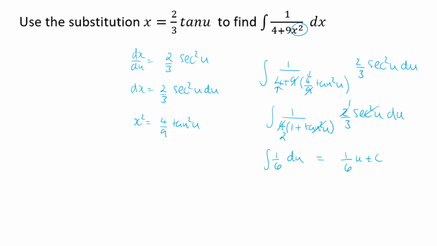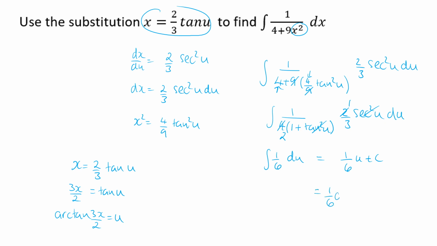Now I need to give my answer in terms of x. So go back to the original substitution. If x is equal to 2/3 tan u, we need to get what u is worth. So cross multiply, 3x/2 is tan u, and then we'll have to do inverse tan. So you can write tan to the -1 or arc tan of 3x/2 is equal to u, and then I just need to substitute that in. So it's going to be 1/6 of arc tan of 3/2 x plus c.